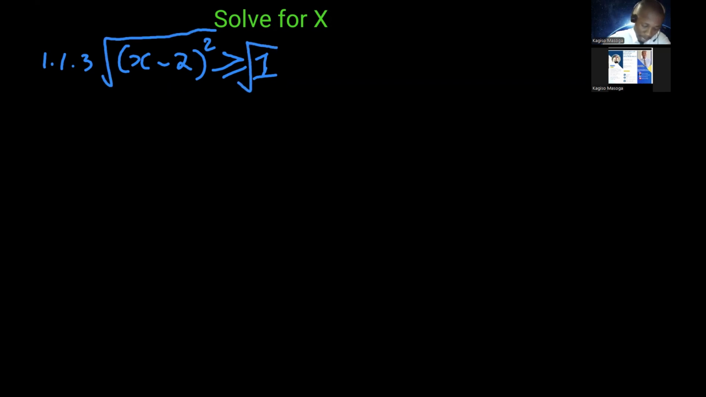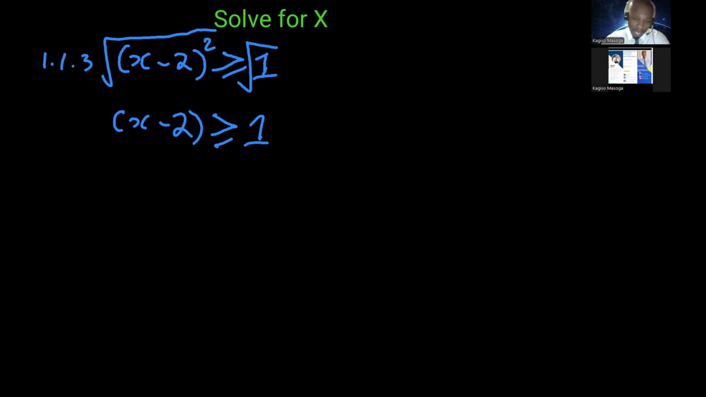And now we're going to have x minus 2. It's no longer squared, because we took the square root on both sides. And also the square root of 1 is still 1. So this is what we have now.